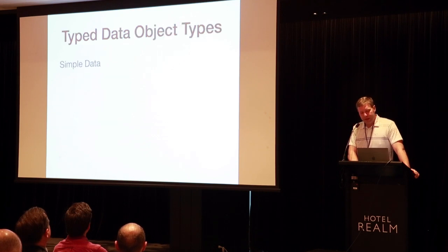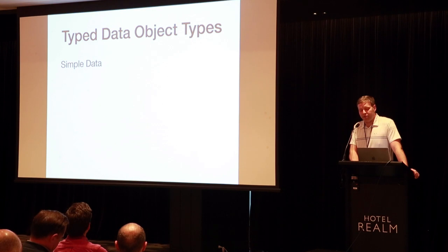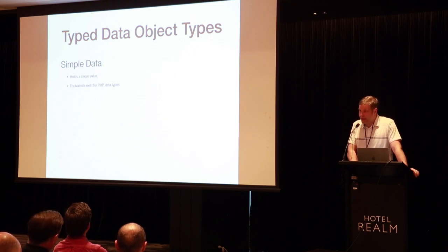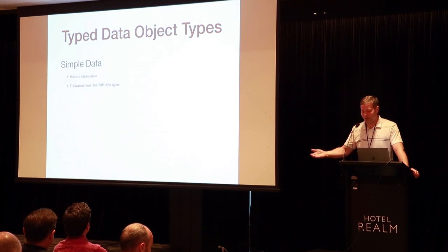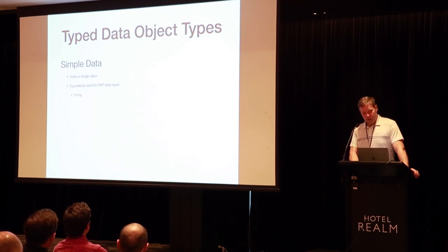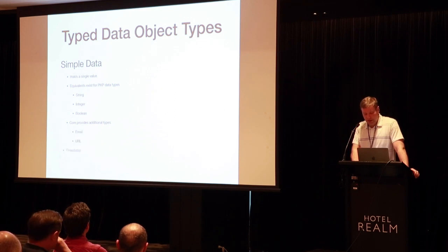And so the TypeData API, there's three different types of them. The first one is simple data. Simple data holds a single value. Equivalents exist for the primitive PHP data types. So there's a Drupal TypeData API string object, which holds a PHP string. There's an integer object, which holds an integer, and so on. String, integer, Boolean. And then Core also provides some additional types, such as email, URL, timestamp.